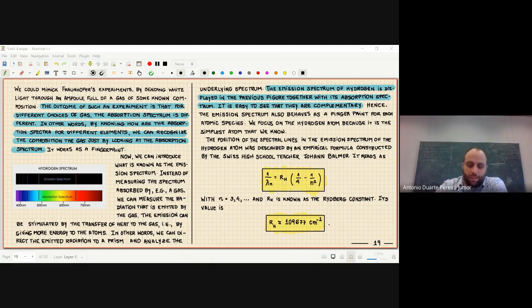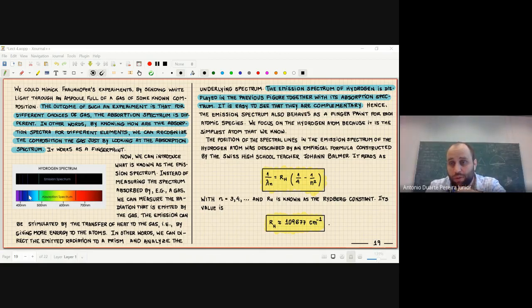So Balmer could predict what the values of the missing colors were. But then he said, well, if this equation works for these values that I see in the visible spectrum, maybe this can also work for whatever value of n I choose.